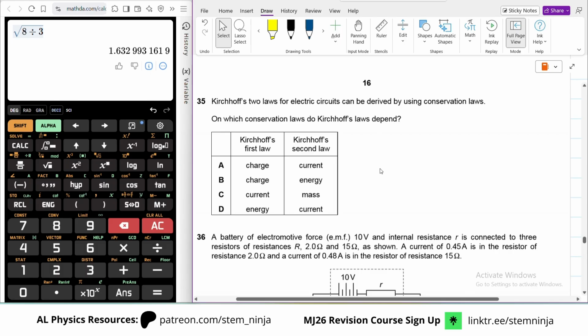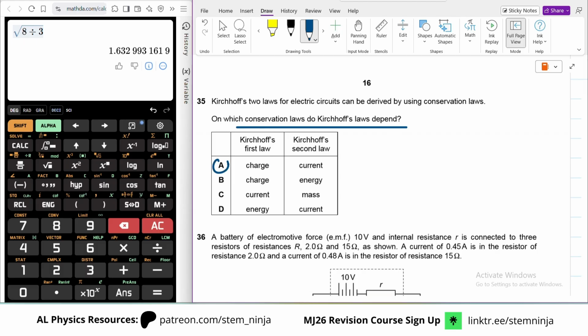Kirchhoff's two laws for electric circuits can be derived using conservation laws. On which conservation laws do Kirchhoff's laws depend? This is the easiest one. Kirchhoff's first law is based on conservation of charge, and Kirchhoff's second law is based on energy.